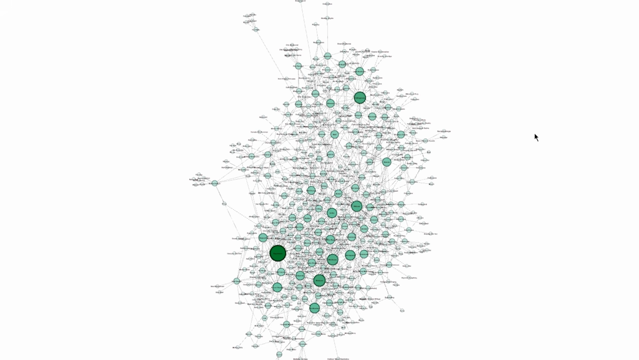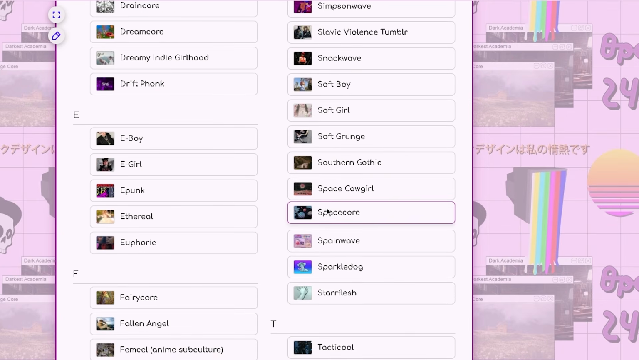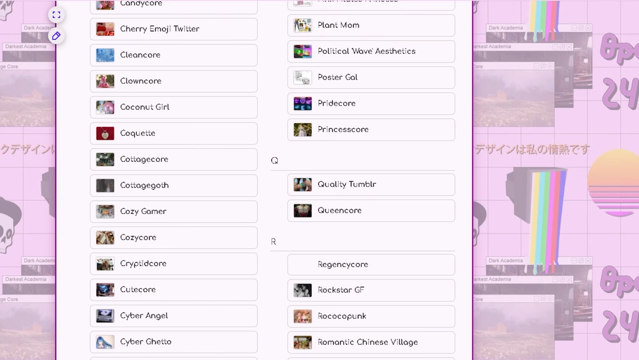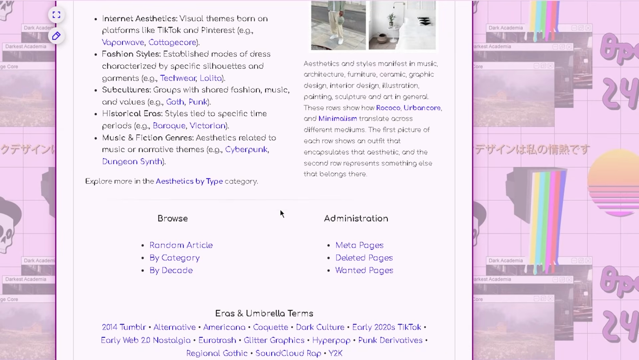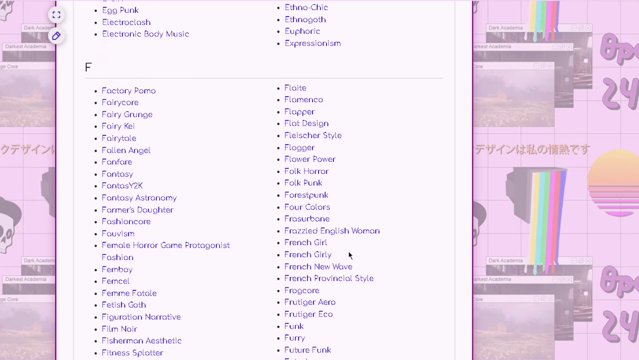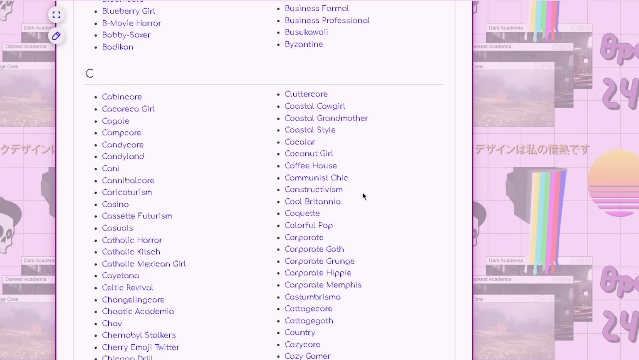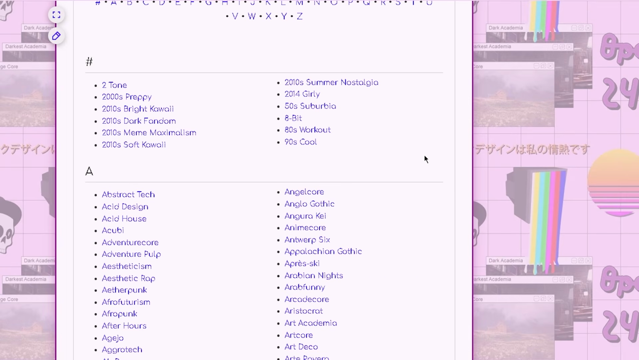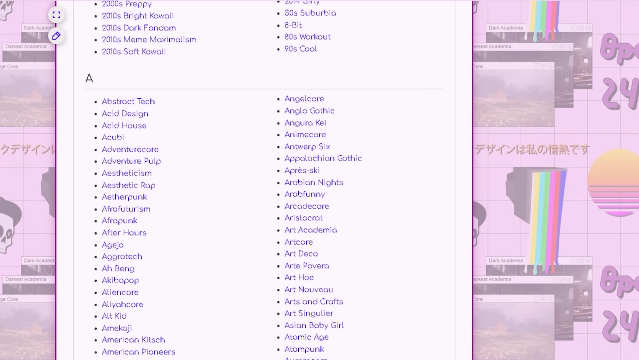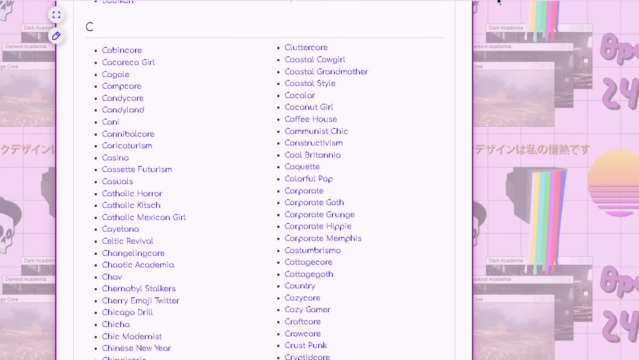And so for the past few days, I've spent a lot of time here very tediously crafting a graph of internet aesthetics from the aesthetics wiki. Just to go over my process, I went from the list of A to Z aesthetics, copy and pasted all of these into a list, and then put them into a spreadsheet to give them IDs. That was essentially all of my nodes for the graph.